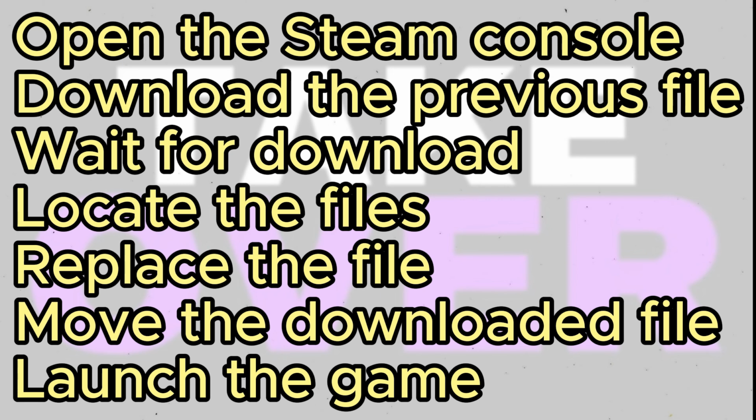Locate the files. Navigate to your Baldur's Gate 3 installation folder. This is usually found at C:\Program Files (x86)\Steam\steamapps\common\Baldurs Gate 3. Replace the file inside the bin folder.